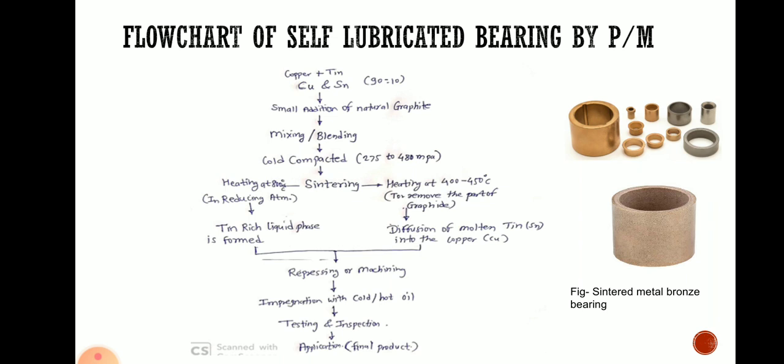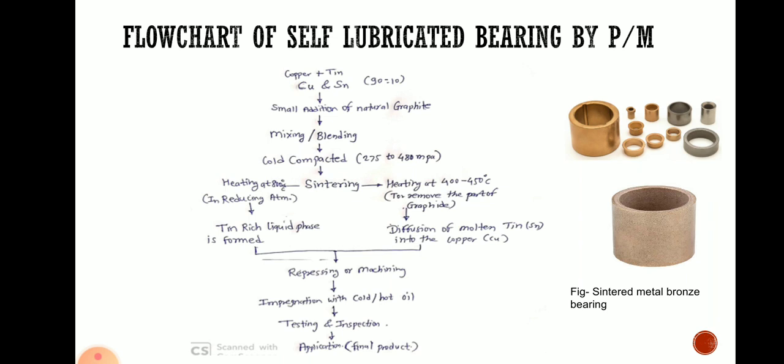There we need 6 steps to prepare that. First step is making the powder of the metals. Second step, mixing and blending. Third step, compaction. Fourth step, sintering. Fifth step, secondary machining operations, and last 6th step, that is testing and inspection. Then your final component, that is a self-lubricated bearing, will be finally produced. But these are the steps for powder metallurgy.